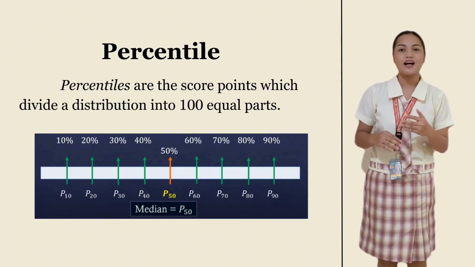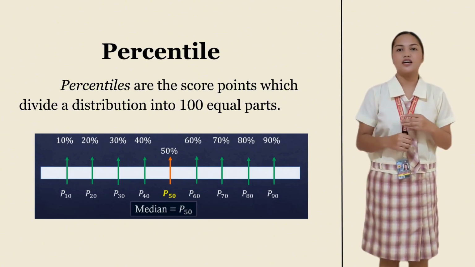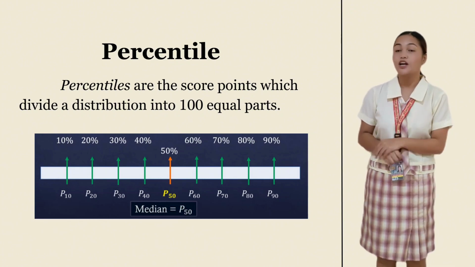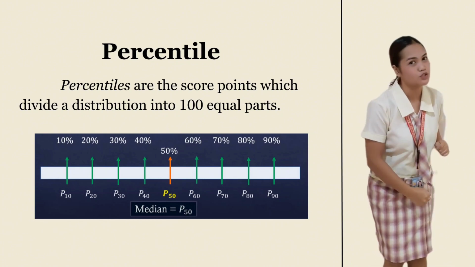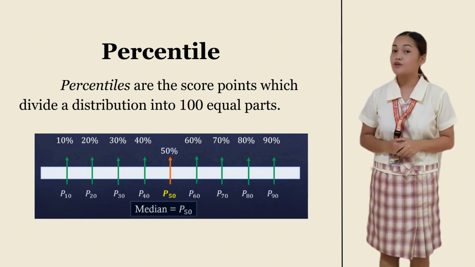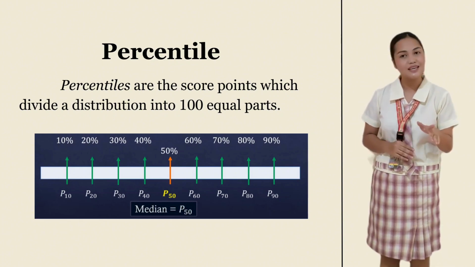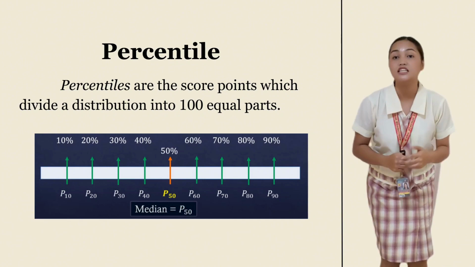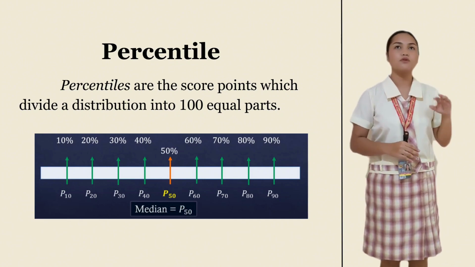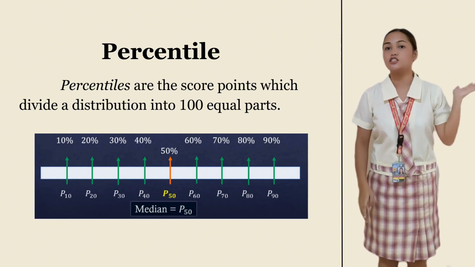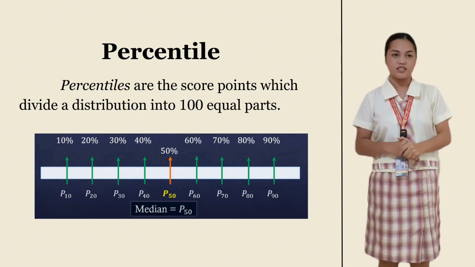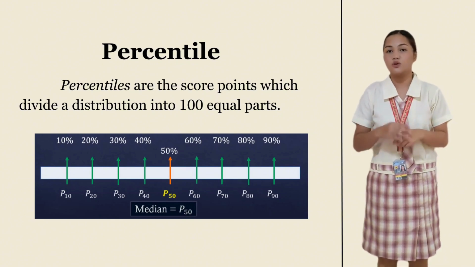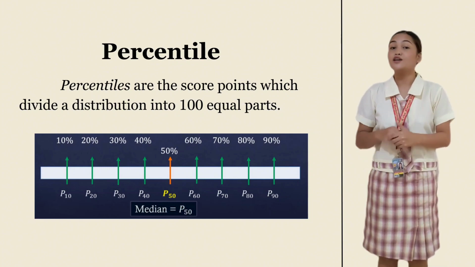When we say percentiles, these are the score points that divide a distribution into 100 equal parts. Therefore, the 50% distribution is equivalent to the 50th percentile. So the median is equal to the 50th percentile, the middle value of the distribution. For example, you refer here, the 10% distribution is equivalent to the 10th percentile, and the 20% is equivalent to the 20th percentile, and so on and so forth.